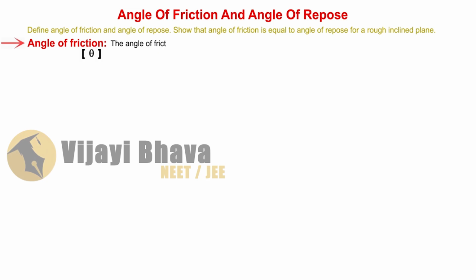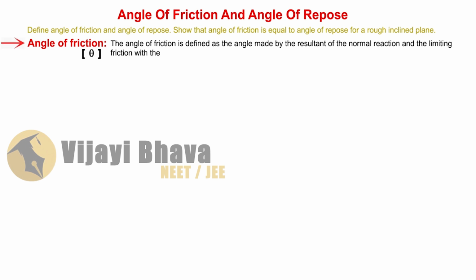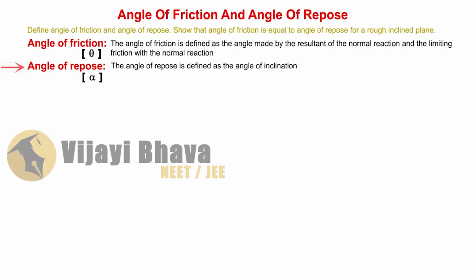The angle of friction is defined as the angle made by the resultant of the normal reaction and the limiting friction with the normal reaction. Whereas angle of repose is the angle of inclination of a plane with respect to horizontal for which the body will be in equilibrium on the inclined plane.